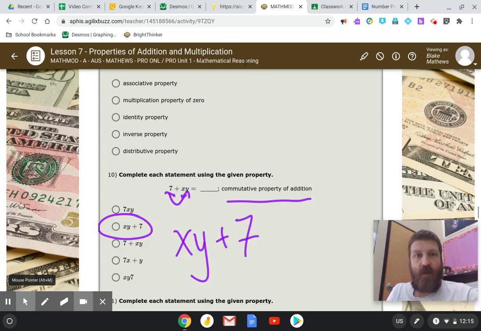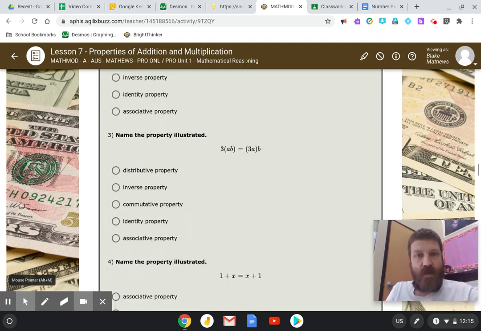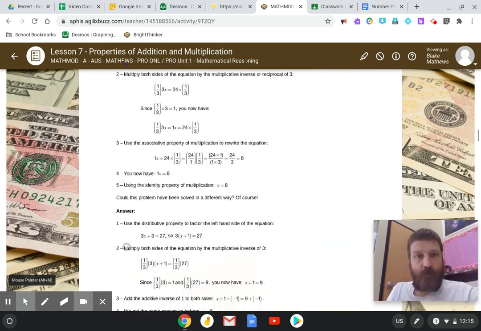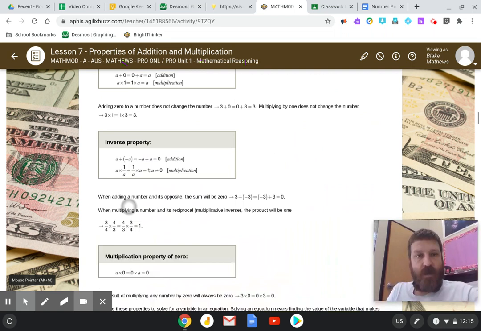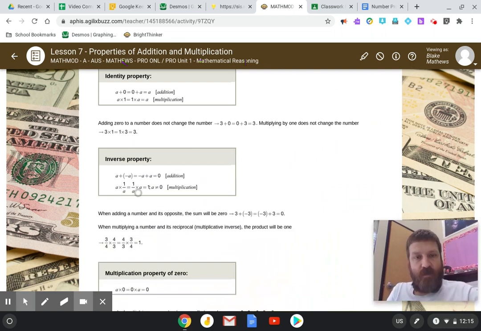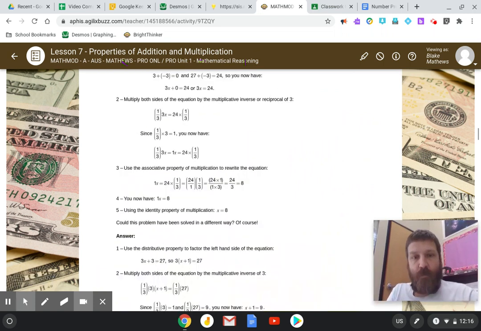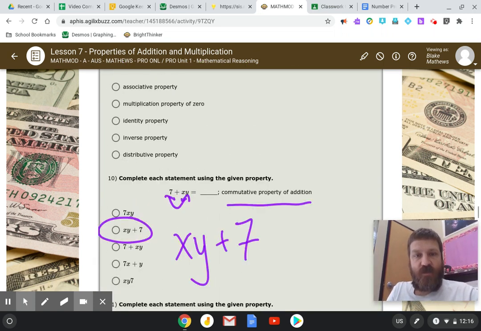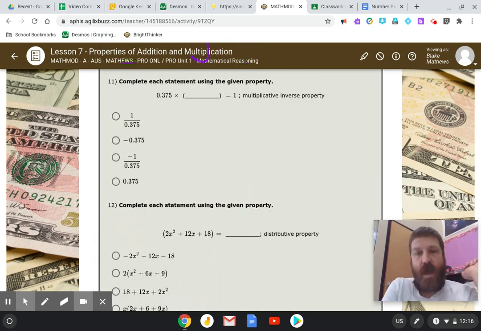I would say that there is some value in the examples as they give them up here. You might want to look through maybe these because the questions down below are going to follow these patterns. But in general, you need to just have an understanding of how the properties work.